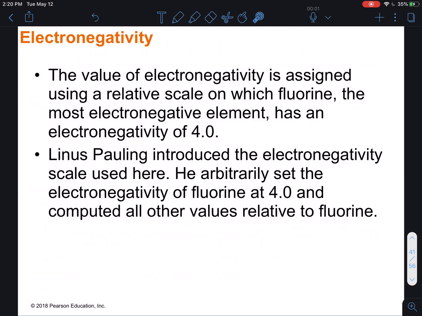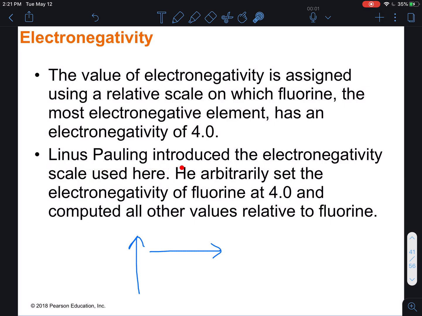So before, we talked about electronegativity in terms of periodic trends, where we know electronegativity increases as we go up a column and as we go from left to right. But we can also quantify this concept of electronegativity more specifically. The value of electronegativity is assigned using a relative scale, in which fluorine is the most electronegative element at this arbitrary number of 4. So we're going to give it a 4, and everything below 4 is less electronegative.